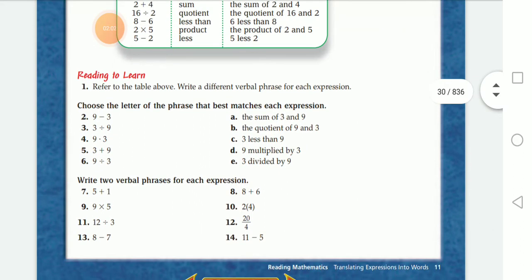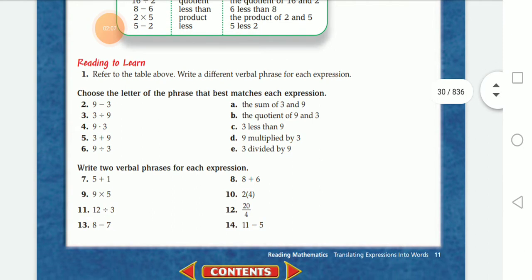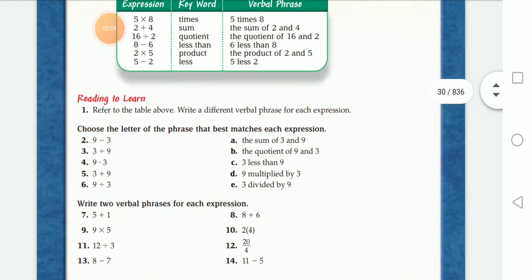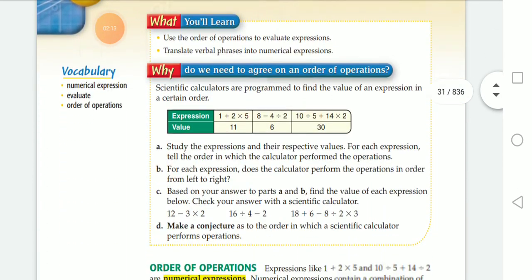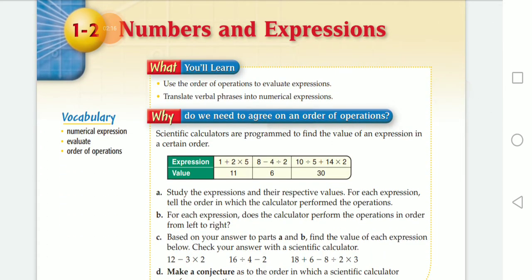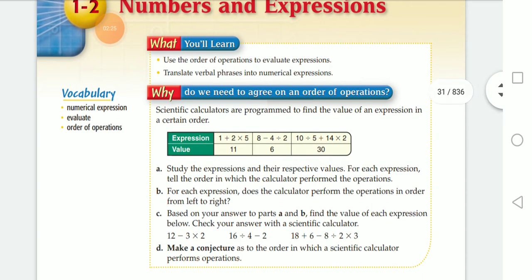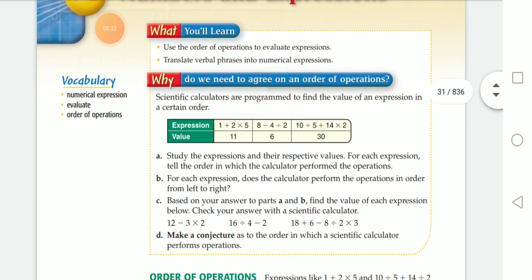Refer to the table above and write the different verbal phrases for each expression. 9 minus 3, so I can say 3 less than 9, and so on. Let's start our lesson now. Numbers and expressions. What you will learn by the end of the session: use the order of operations to evaluate expressions, and translate verbal phrases into numerical expressions. These are the objectives of the lesson.